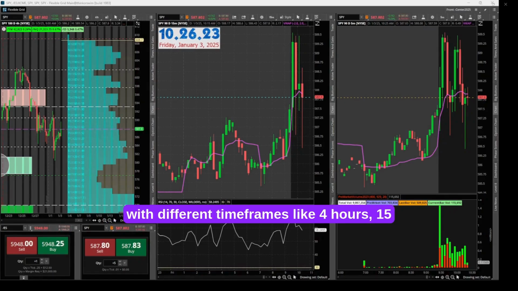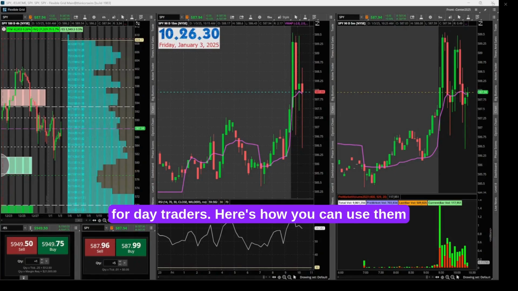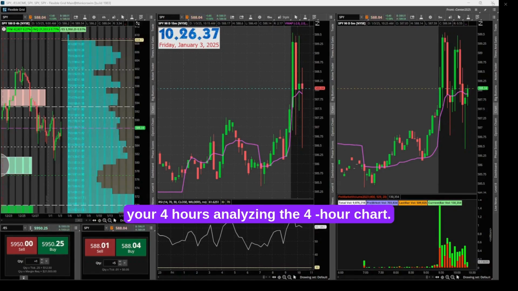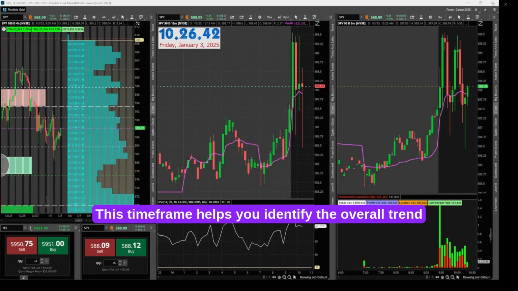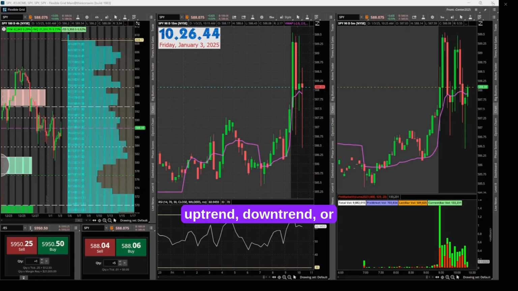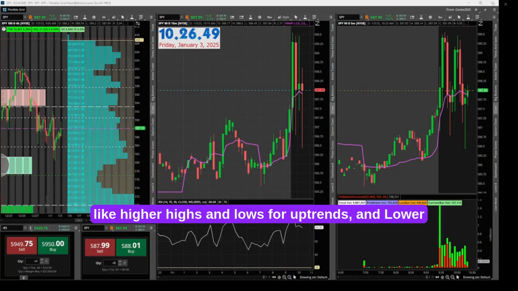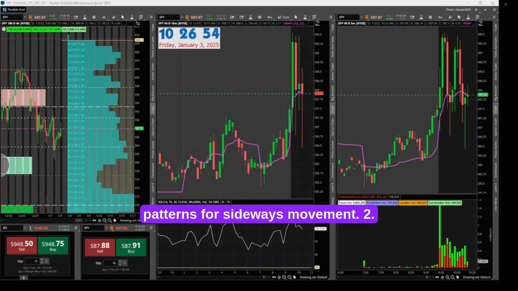Mastering a trading strategy with different time frames like 4 hours, 15 minutes, and 5 minutes can be a powerful approach for day traders. Here's how you can use them together. 1. Identify the trend, 4-hour chart. Spend a portion of your time analyzing the 4-hour chart. This time frame helps you identify the overall trend: uptrend, downtrend, or sideways. Look for price action patterns like higher highs and lows for uptrends, lower highs and lows for downtrends, or consolidation patterns for sideways movement.